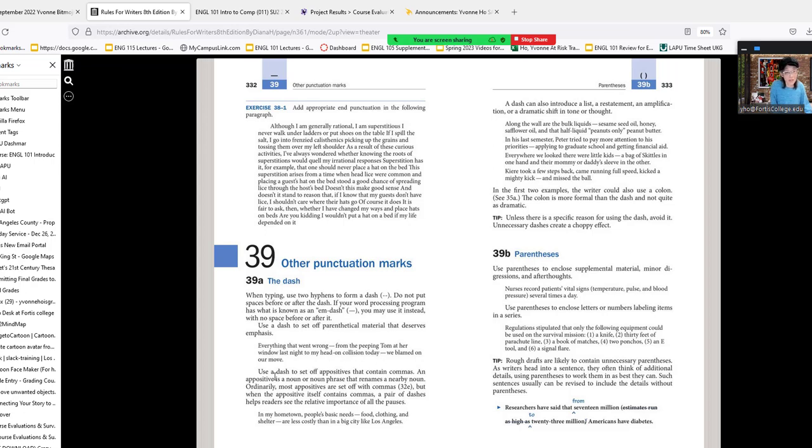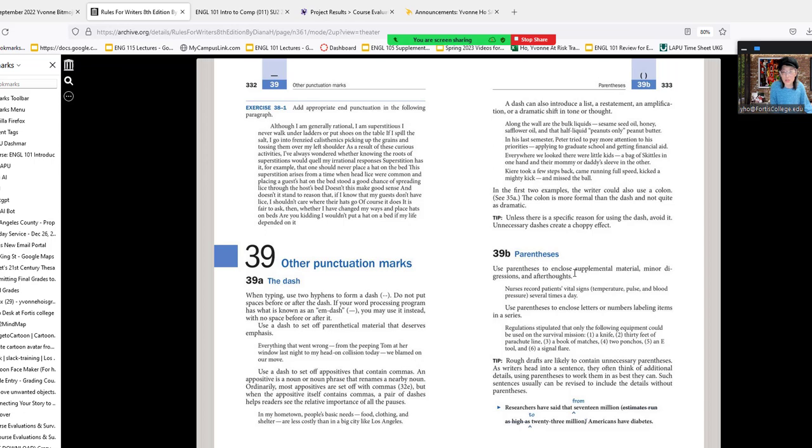Use a dash to set off appositives that contain commas. In my hometown, people's basic needs, and then dash, food, clothing, and shelter, dash, are less costly than in a big city like Los Angeles. Well, that's true. Everything in Los Angeles is so expensive.